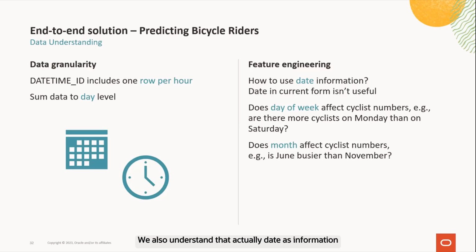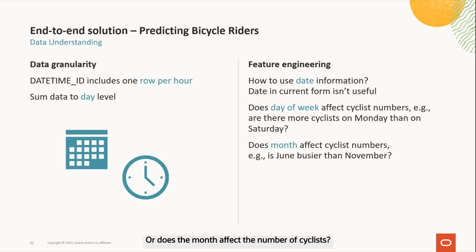We also understand that date as information is totally useless. As a date, it means nothing if it's 1st of January or 1st of July. And if it's 1st of January 2020 or 21, it doesn't really matter. So the day as a date doesn't mean anything. But it would probably mean a lot if we use the day of the week. Like Monday, is that different from Saturday? Do we have different cyclist numbers on Monday than we have on Saturday?